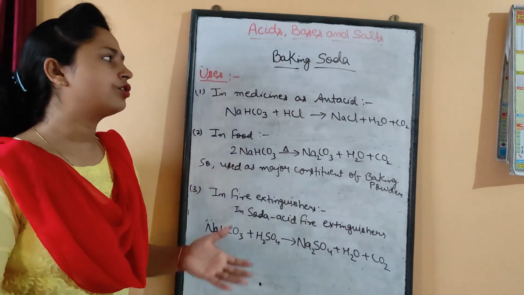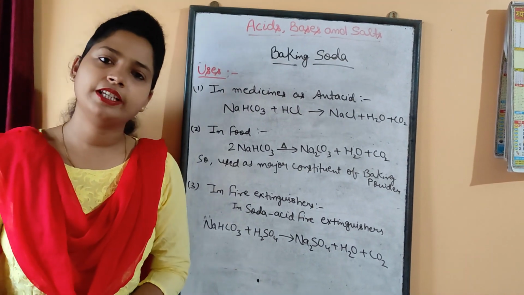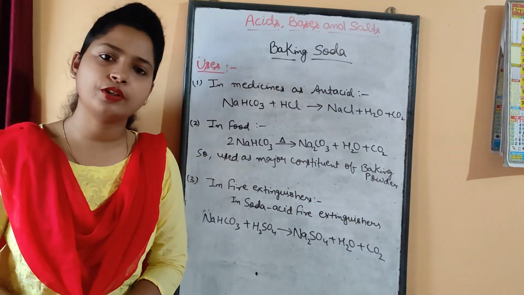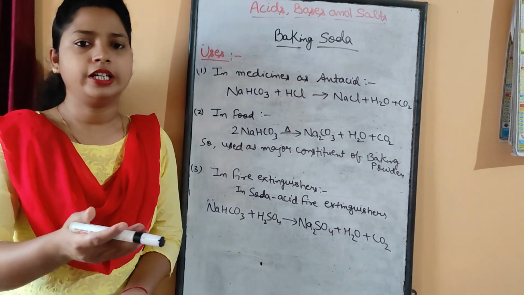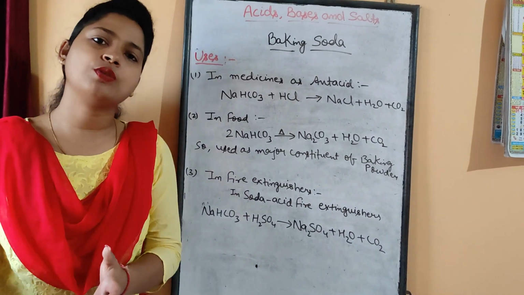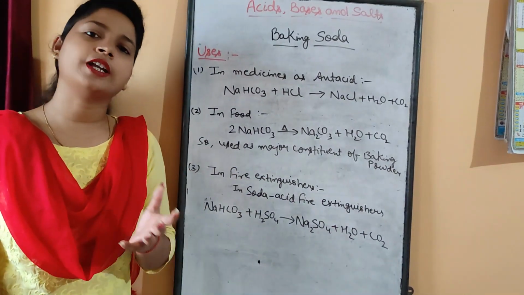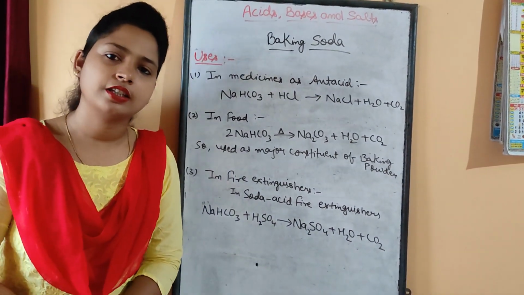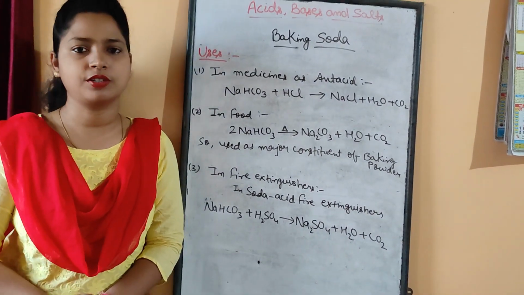So these are the three major uses of baking soda. That is, it is used in medicines as an antacid. Second, it is used in food or in the kitchen. It is used as one of the major constituents of baking powder to make the food products soft and fluffy. And the third one is, it is used in fire extinguishers, specifically in soda acid fire extinguishers.